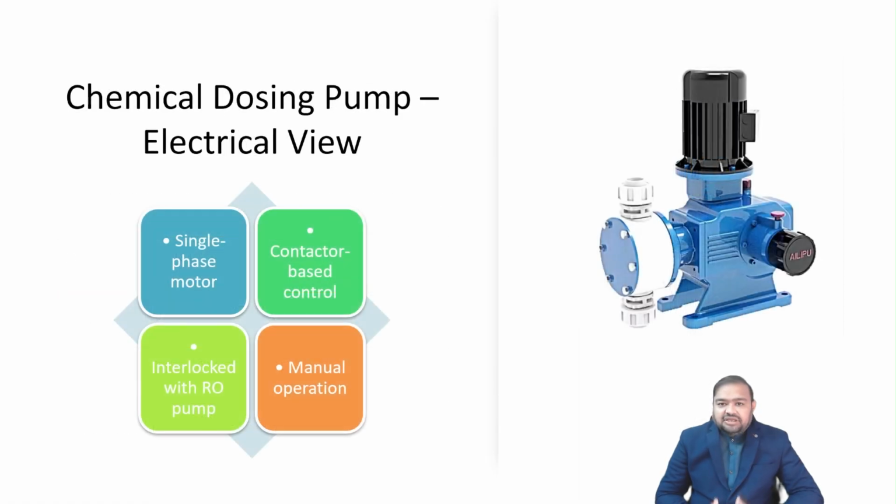The chemical dosing pump is a small single-phase motor, typically around 200 watts. Electrically, it is controlled using a contactor and is interlocked with the RO pump. This means when RO is running, dosing is allowed. When RO stops, dosing must stop. A manual mode is also provided for maintenance purposes.